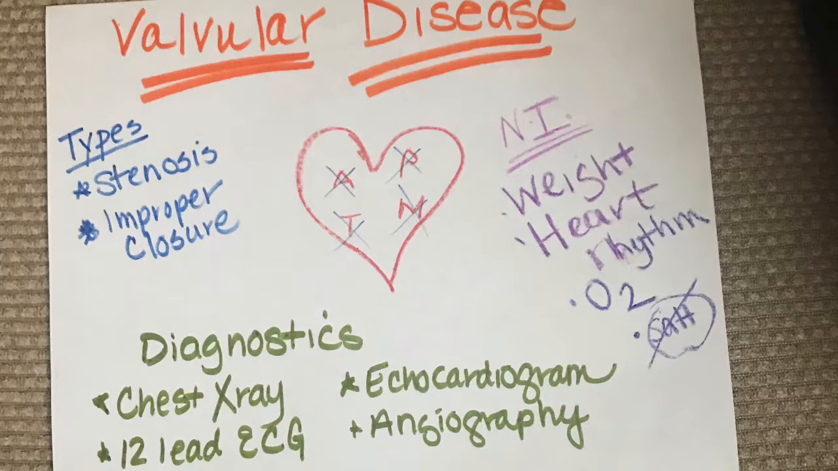Hey guys, so I've been assigned valvular disease, and what that is, is when there's an issue with one of the valves of the heart, either the mitral, aortic, pulmonary, or tricuspid valve. There's either an issue with the valves being narrowed, like a stenosis, or the valve has an improper closure, so the blood flows backwards.